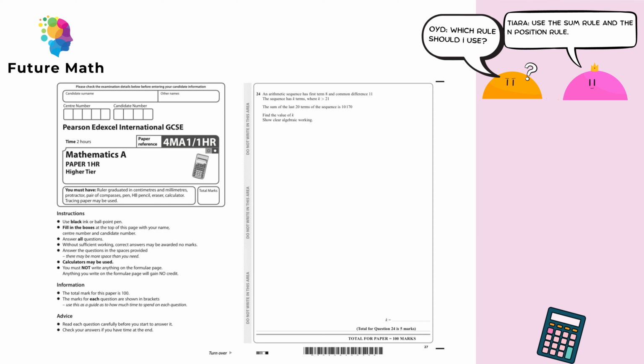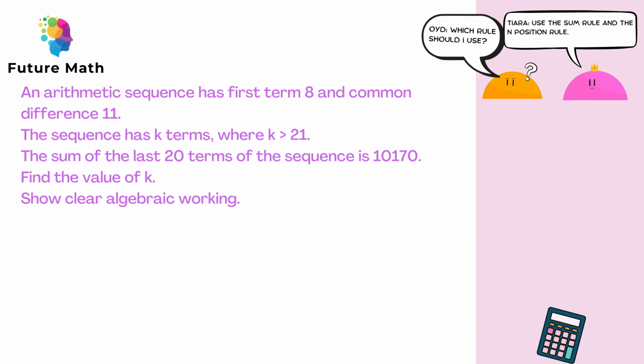In this video, we're going to solve an arithmetic sequence problem. It says here, an arithmetic sequence has first term 8 and common difference 11. The sequence has k terms, where k is greater than 21. The sum of the last 20 terms of the sequence is 10,170. Find the value of k. Show clear algebraic working.